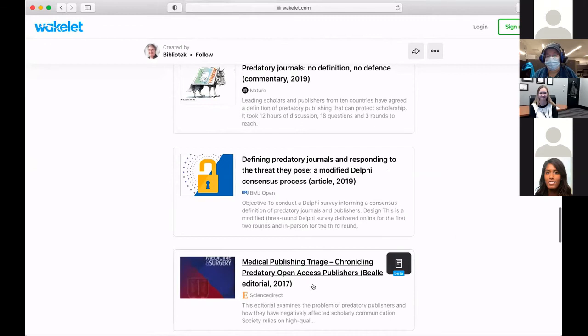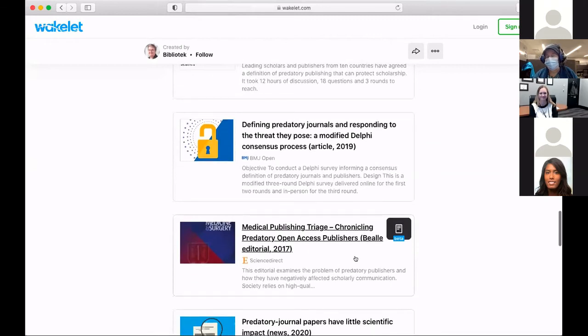This is the editorial by Jeffrey Beale. He was the librarian that was sued, which is why we don't have the Beale list anymore. He was sued by a publisher, so he's pulled it.